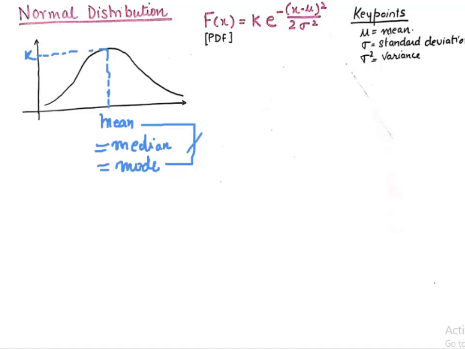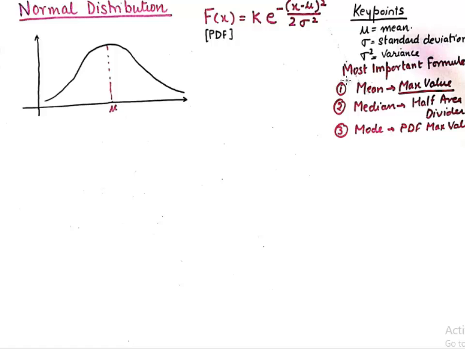And another key point here is that the general representation of the normal distribution equation is this, where you have k, which is the value for the maximum value of probability that some random variable can achieve, and then this formula e raised to the power minus x minus mu whole square upon 2 sigma square, where mu is mean and sigma is standard deviation and sigma square is variance.